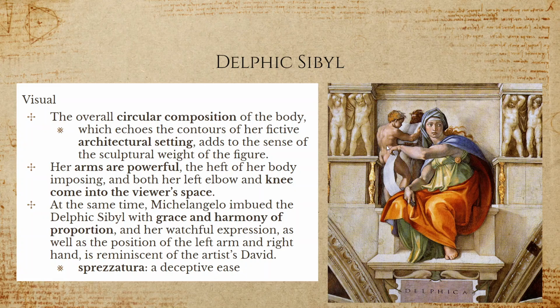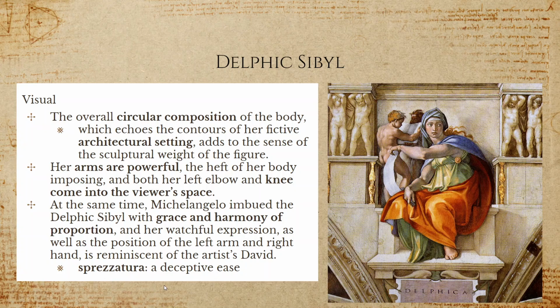She has very powerful arms. There's some heft to her body. She feels like an imposing force, and you even have her knee coming at you from above. So she feels like she could both topple out and stay grounded within her seat. So there's a tension there between her and the viewer. He really tried to get kind of that grace and harmony. Her expression is a little bit softer, but it's watching, it's seeing the oncoming of Christ. And this whole idea of how he's painting is known as sprezzatura.